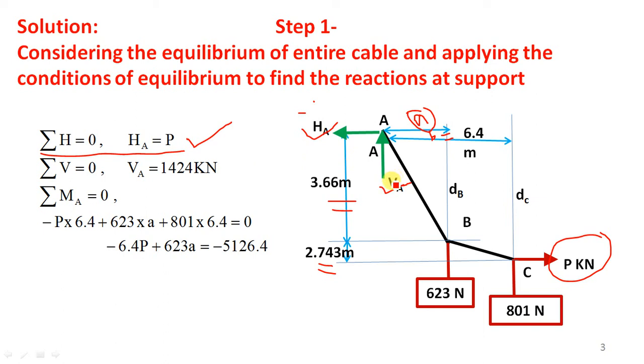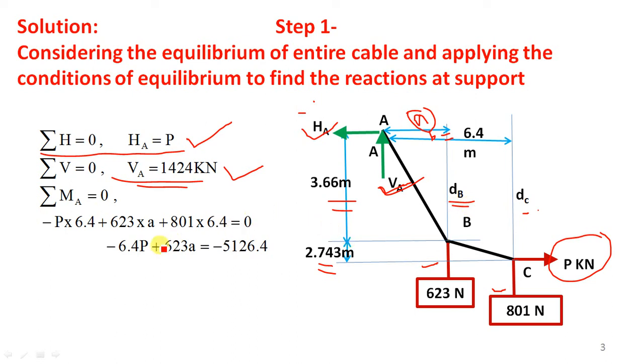Now the summation of Fy is equal to 0. What are the forces? There are different forces in the y direction. The first one is VA minus 623 minus 801, which is equal to 0. So after solving this equation, you will get VA is equal to 1424 kilonewton. Now VA is known to us, one vertical reaction is known to us. Now if we take the moment about point A, we will be able to find out P, because DC is known to us and dB is also known to us.